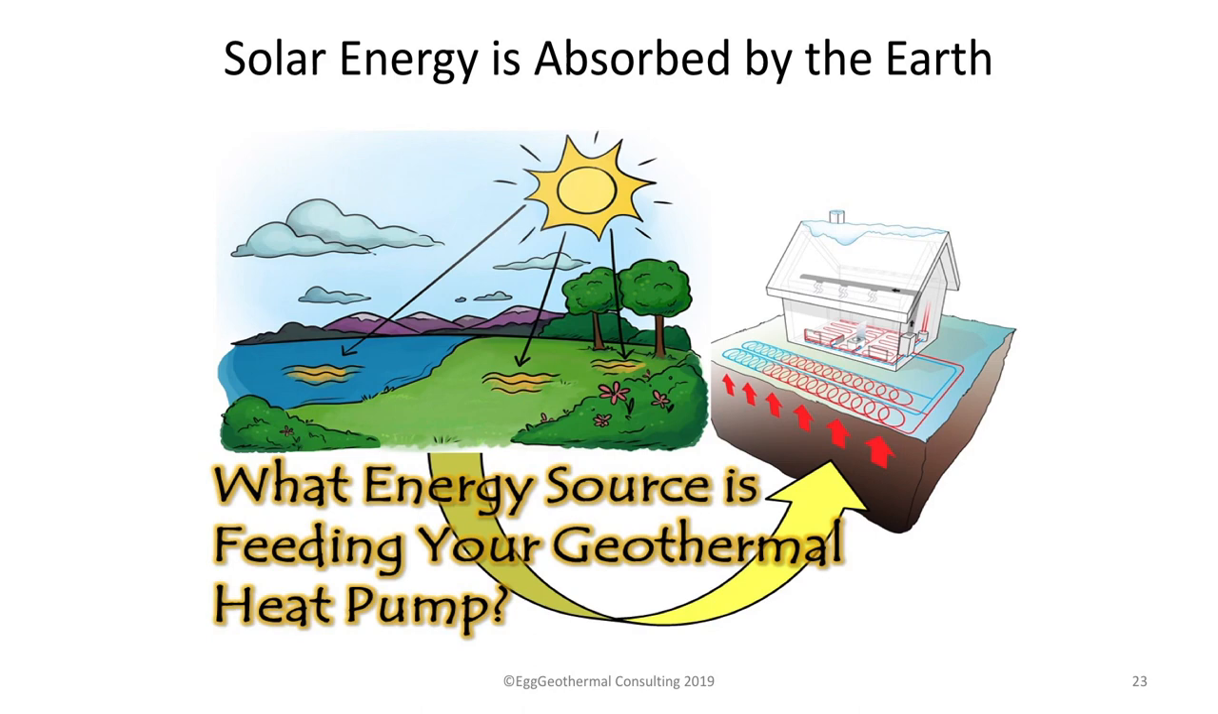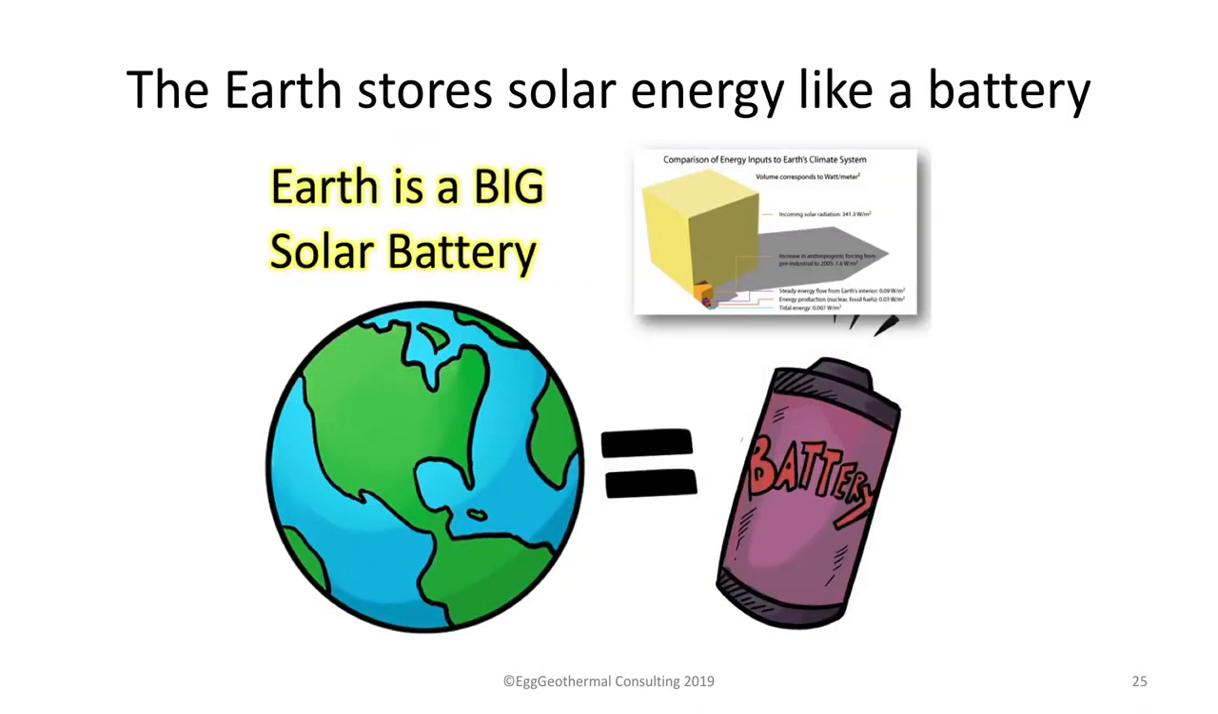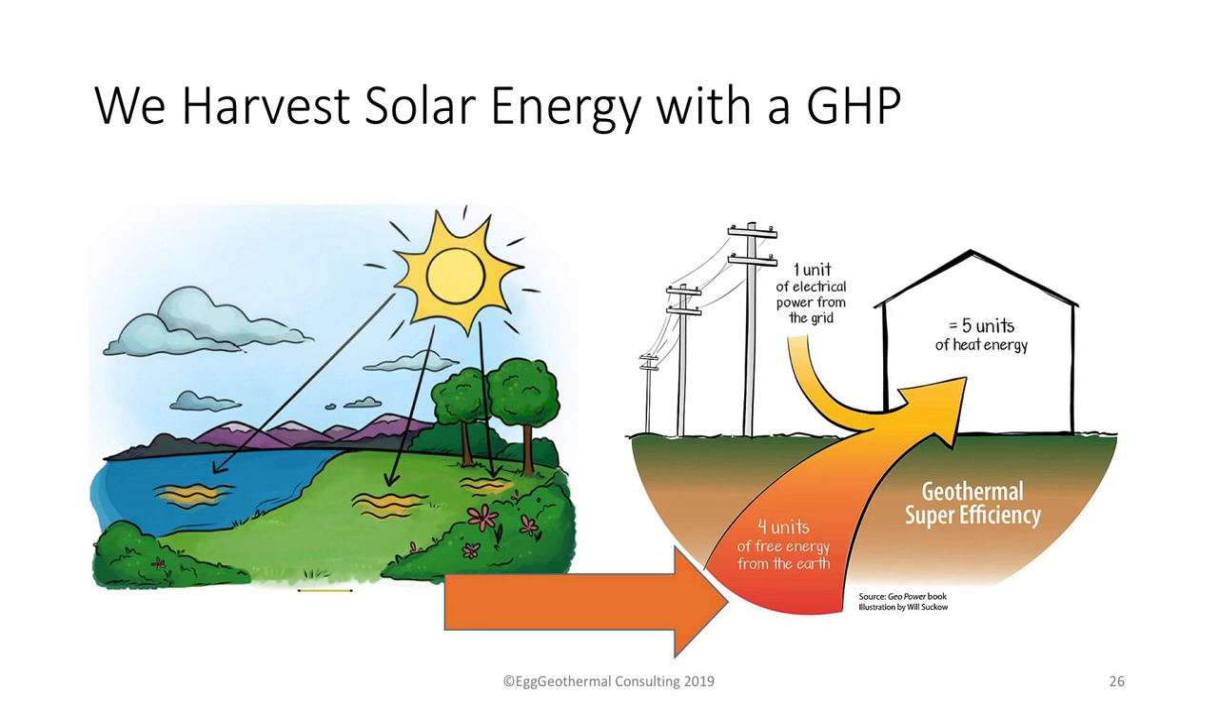What's this energy source, though? What are we doing? Take a look at these pictures. 49% of the energy that strikes the atmosphere is absorbed by land and surface waters. The Earth is a great big solar energy battery. We are using a solar energy heat pump. Isn't it beautiful? It's solar energy, essentially.